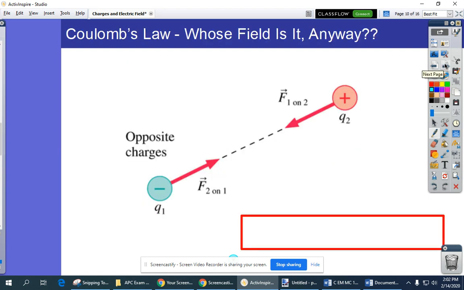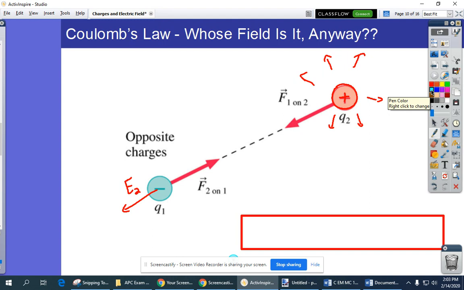So let's try to put this together and figure out what this force should be. Let's look at the force between these this way. So what if I'm going to sit here as Q2, and I'm going to put out an electric field. My electric field points outwards in all directions, right? So if I'm over here where Q1 is, the electric field from Q2 points this way. I'm going to call that E2, the electric field from Q2. So what does Q1 feel?